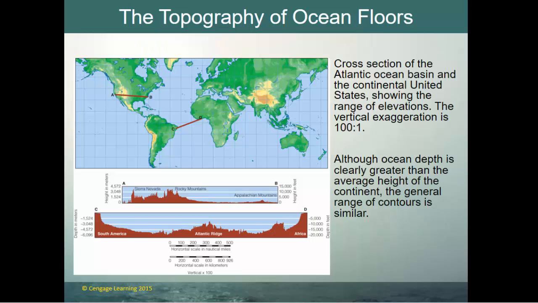So from the cross-section of the Atlantic Basin from C to D, and the cross-section of the North American continent from A to B, you can get an idea of just how big that mid-ocean ridge is. You can see the Rocky Mountains and the Sierra Mountains. Well, the mid-Atlantic ridge is just about as high as the Rocky Mountains when you do a cross-section. So although ocean depth is definitely greater than the average height of the continent, the general range of the mountain ranges is very similar.